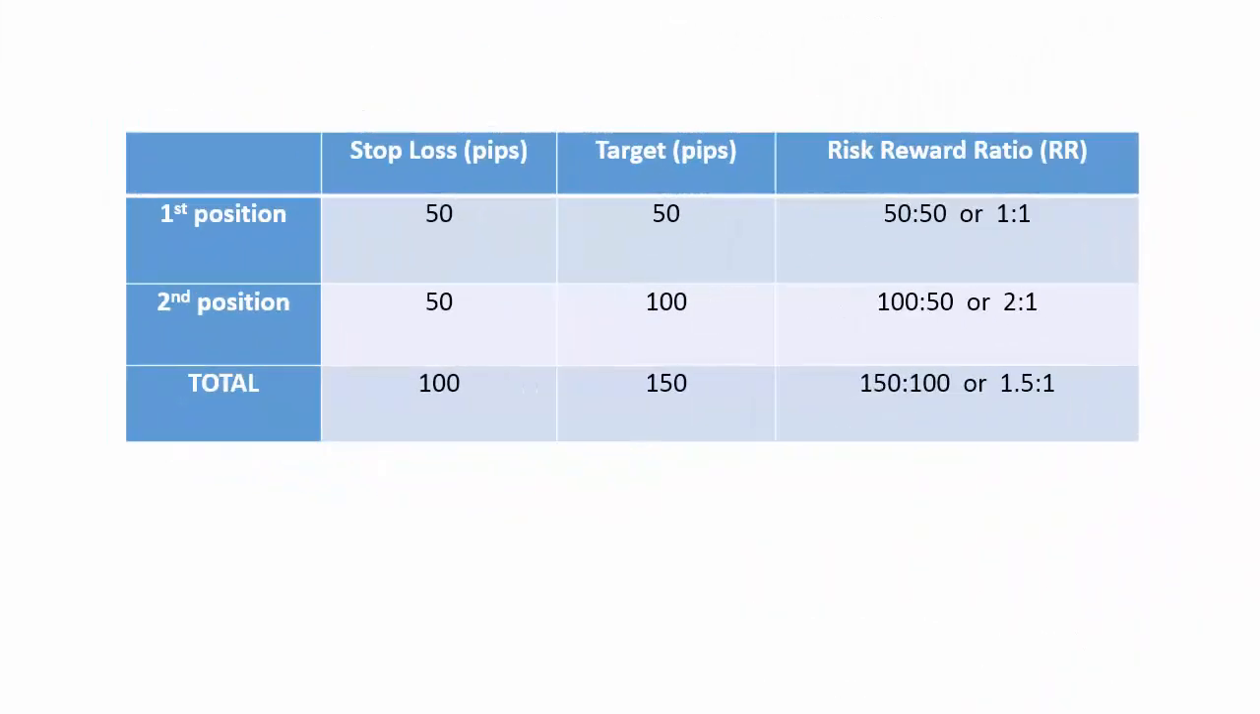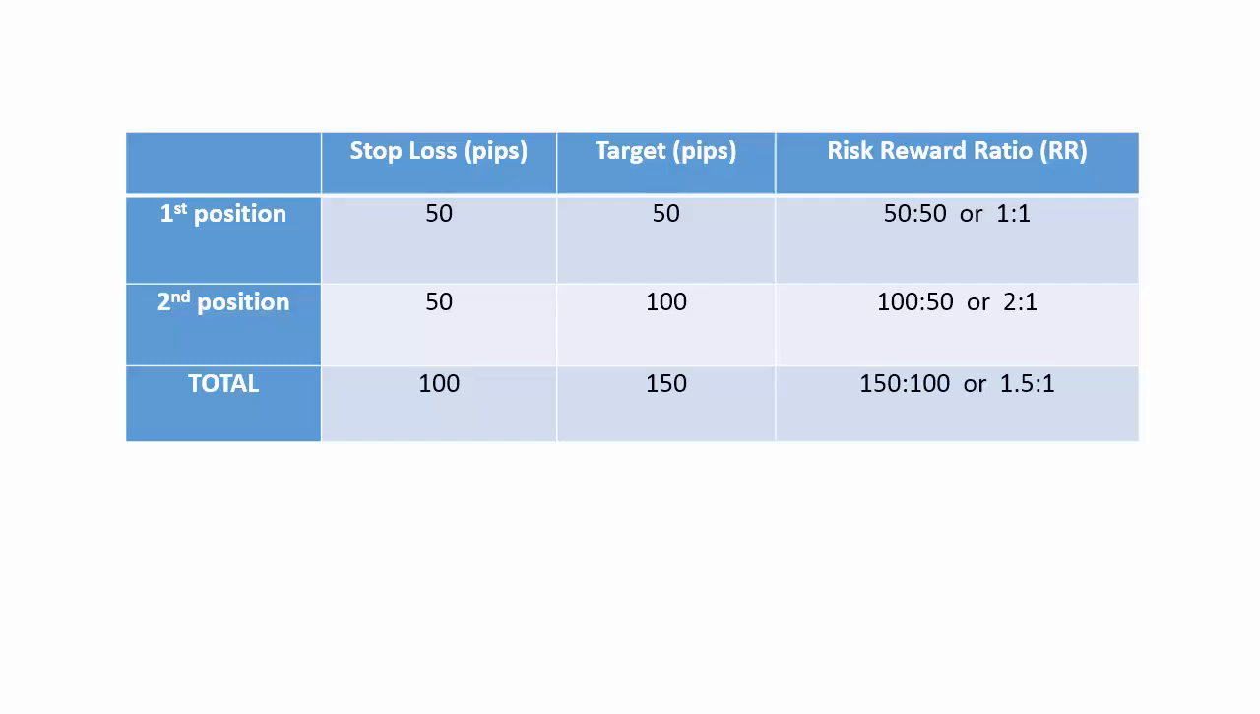Take a look at this table where I've laid out the workings for this problem. On your first position, you risk 50 pips and your target was 50. Therefore, the reward-risk ratio for that first position was only 1 to 1. On your second position, you made 100 pips, so the reward-risk ratio is 2 to 1. Now, this is where a lot of traders make the mistake.